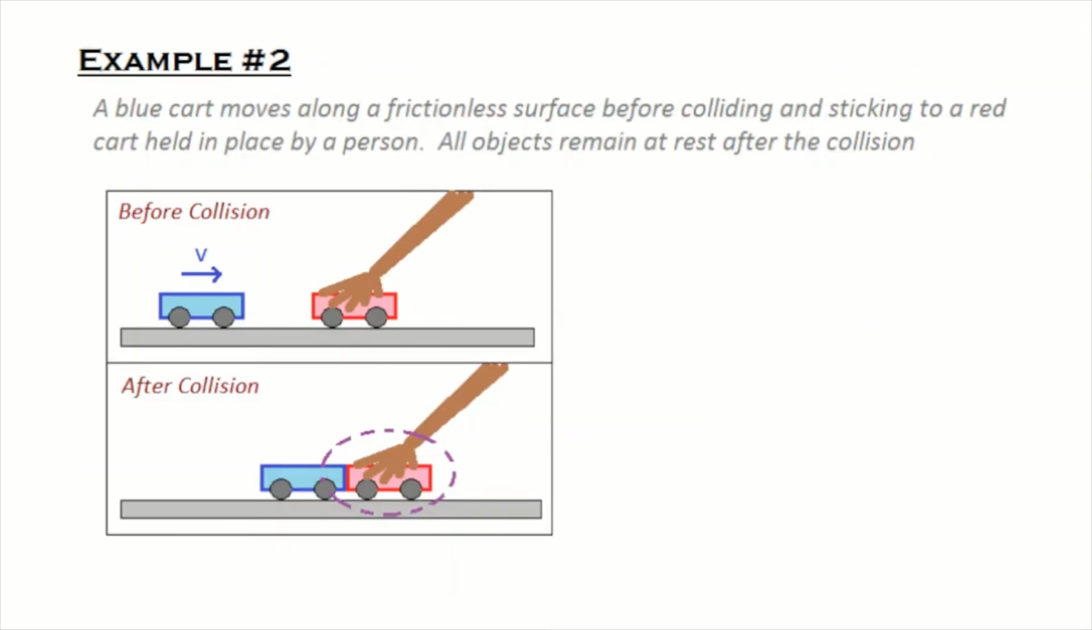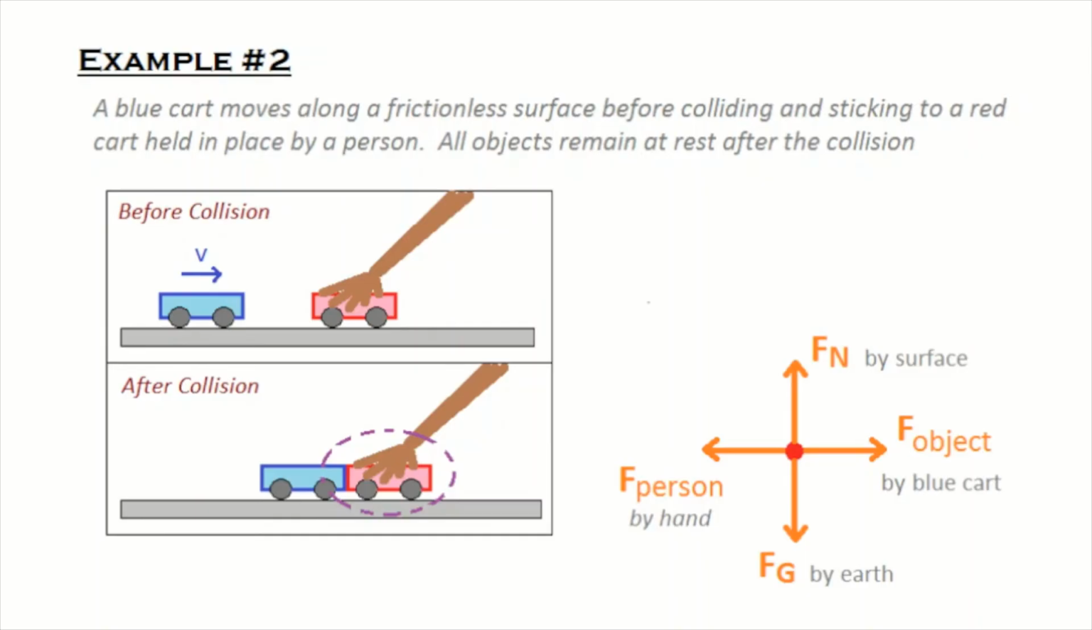Let's look at a second example. Here we have a blue cart moving to the right, and it will crash into the stationary red cart. But introduced in this problem is a person's hand, which is resting on top of the red cart and holding it in place. So observe that the blue cart is moving. When it hits the red cart, everything has come to rest. Let's focus on forces on the red cart. We have the same two vertical forces as before. We have a rightward force on the red cart by the blue cart, and we also have a leftward force on the red cart by the person's hand. As the blue cart runs into the red cart, it pushes it to the right, and the hand will resist that and push back to the left.